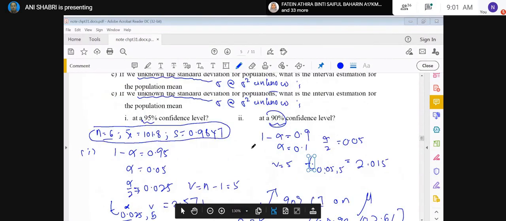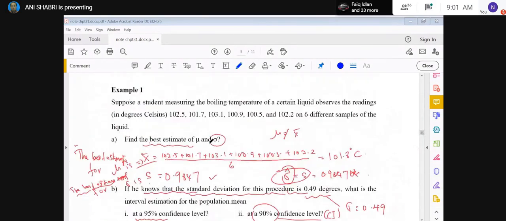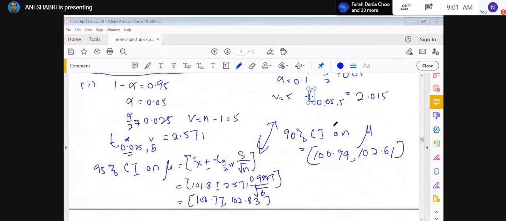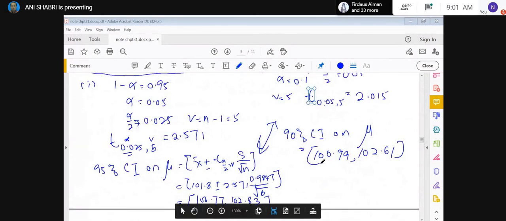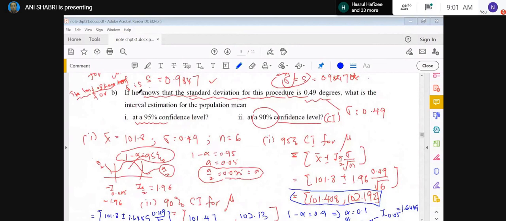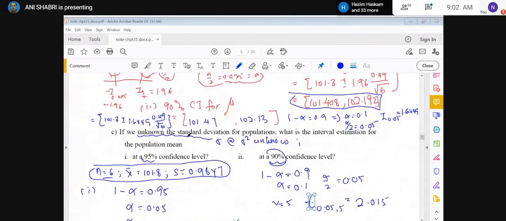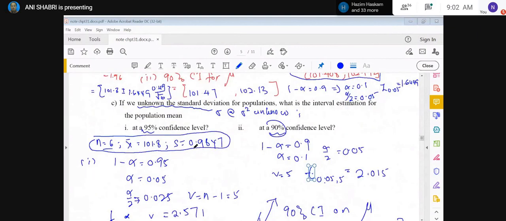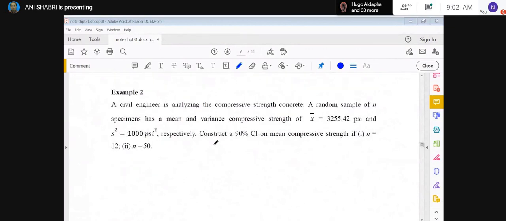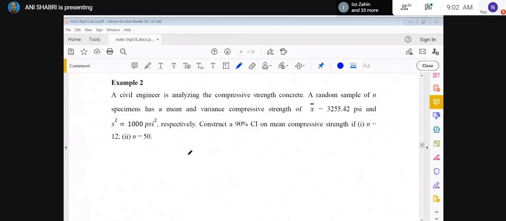We can be confident that the question is about boiling temperature. We believe 95% that the mean is from 100 until 102. Okay, these are two cases. Case one is if the variance is known. The second is the variance is unknown and n is less than 30, we use the t distribution. Okay, try number 2 and after that we stop.